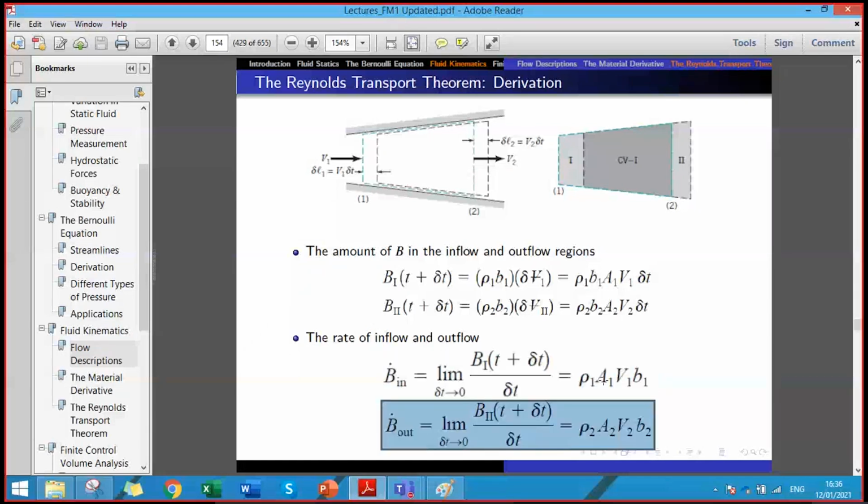ये जो equations आ रही हैं आपके सामने clear है? Limit delta t approaches 0 and b dot out. Yes, sir, clear.